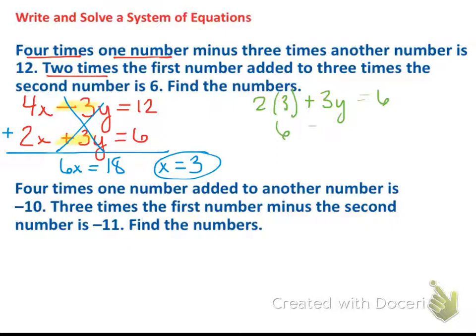6 plus 3y. 3y equals 0. Y equals 0. So my first number is 3 and my second number is 0. Try the second one.